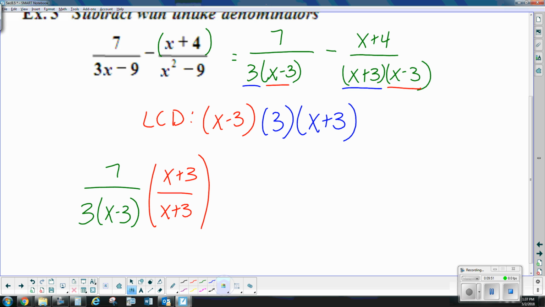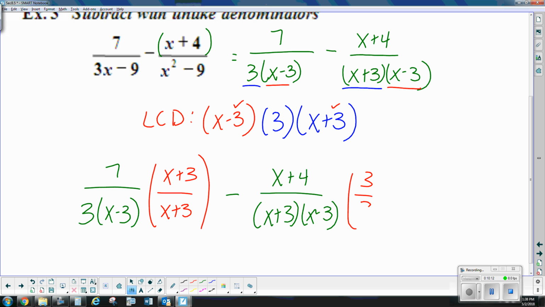And then we're subtracting x plus 4 over x plus 3, x minus 3. And again, we want to get our least common denominator. So we already have an x minus 3. We already have an x plus 3. So we need to multiply by 3 over 3, which is 1. We can always multiply by 1.